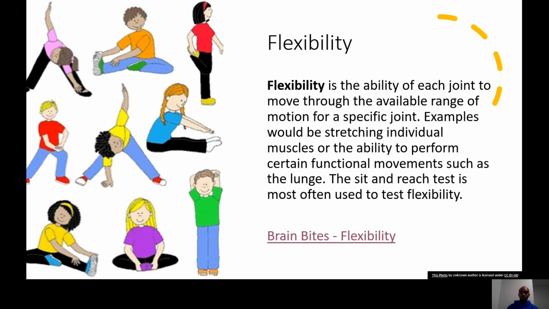Flexibility is the ability of each joint to move through the available range of motion for a specific joint. Examples would be stretching individual muscles or the ability to perform certain functional movements such as the lunge. The sit and reach test is the most often used to test flexibility, which we use a sit and reach machine for. Flexibility can be dynamic or static, which was described in the last video. I'm going to share another quick brain bite with you all just to give you all a visual of flexibility, its definitions, and some examples of it. We have a few more of our online PE friends to help us navigate through flexibility.